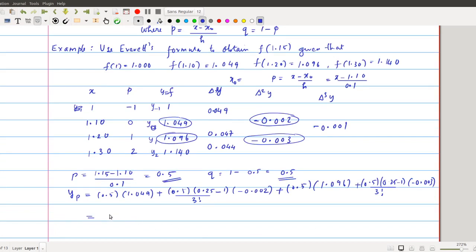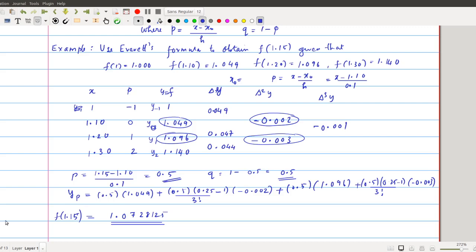Okay, when you simplify this, you can get the value as 1.07282125. Please verify this number, and this is going to be f of 1.15. So this is the way we use this Laplace Everett's formula to evaluate f of 1.15.